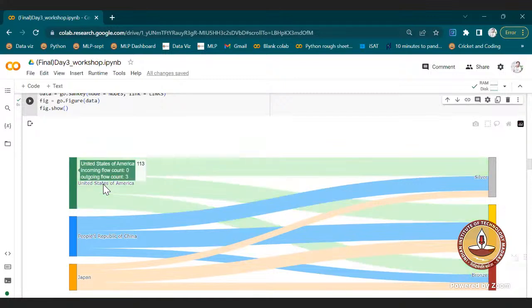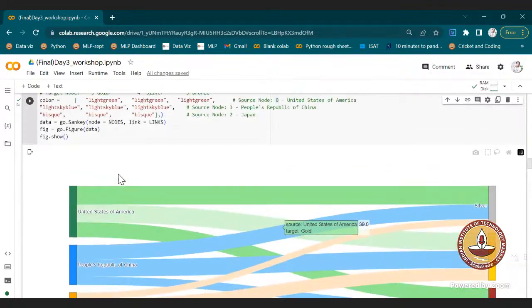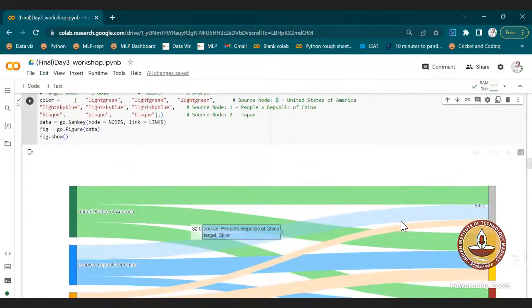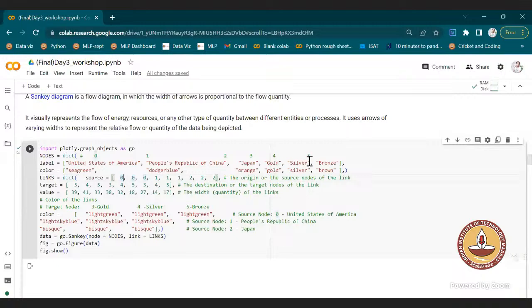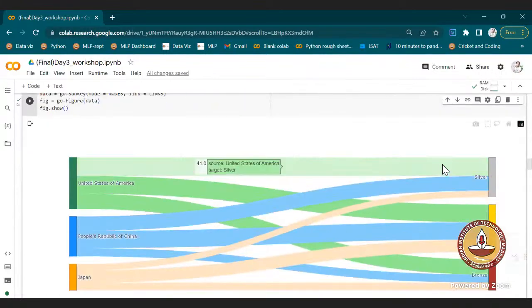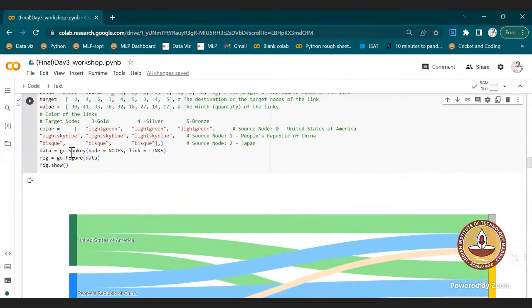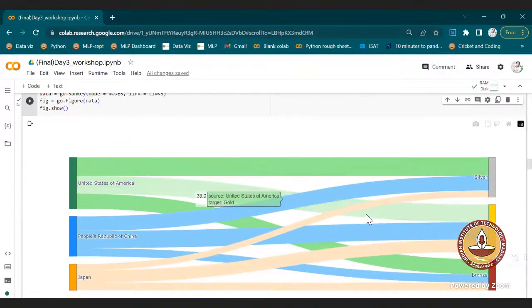Sir, 3 is for gold, 4 is for silver, and 5 is for bronze. Yes, thanks for correcting. Gold is first, so 3 is for gold and 4 is for silver. Like that, it is connected through each and every one.